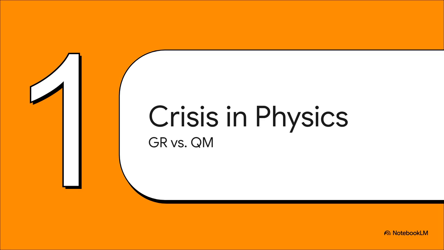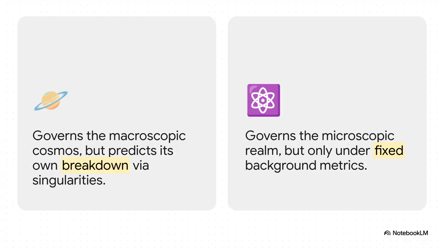The crisis in modern physics, general relativity versus quantum mechanics. We all know the drill here. We have two wildly successful theories that essentially refuse to play nice together. It's the classic unstoppable force meeting an immovable object. On one side, general relativity. It beautifully governs the macroscopic cosmos, the heavy hitters, the high curvature stuff like stars and galaxies.